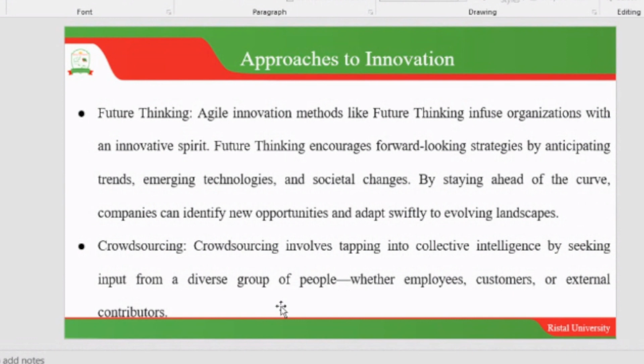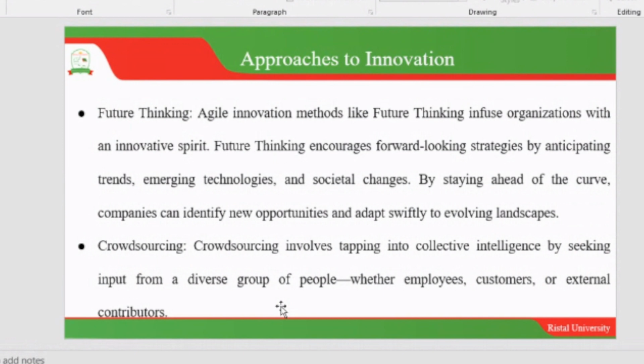Then crowdsourcing as another approach involves tapping into collective intelligence by seeking input from diverse groups of people, whether employees, customers, or external contributors of a particular organization.